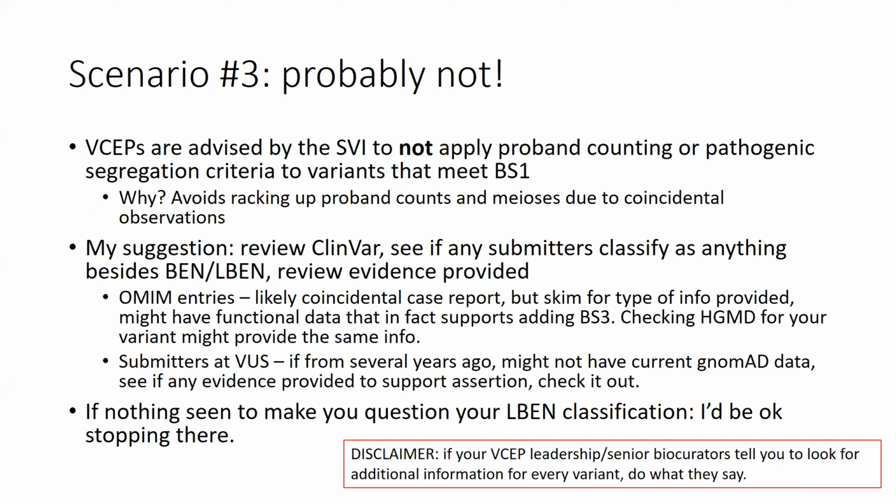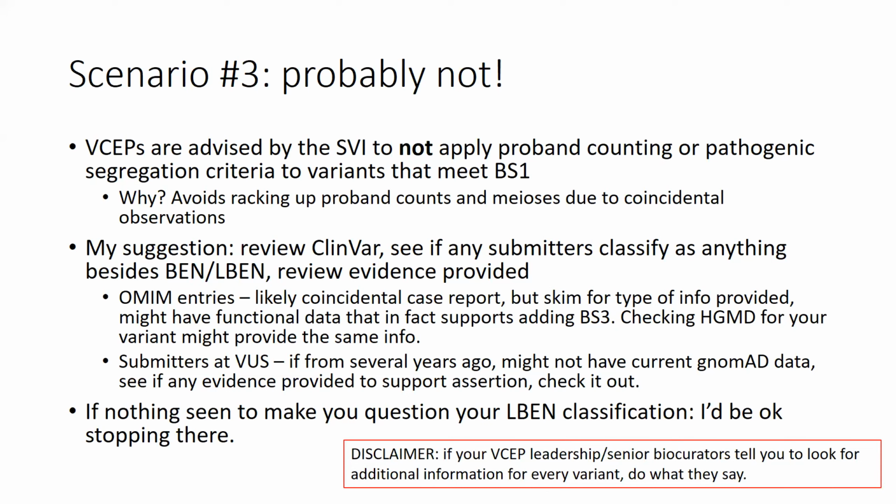My feeling on this issue, again with the same disclaimer as before, is probably not. Because what are you going to find? You might find some information that documented this variant in a patient with a phenotype that fits the disorder. But VCEPs are advised by the SVI to not apply proband counting or segregation criteria to variants that meet the BS1 threshold. The reason is that these are more than likely coincidental observations, and it's going to lead to you racking up proband counts and meioses just due to the high population frequency of the variant.